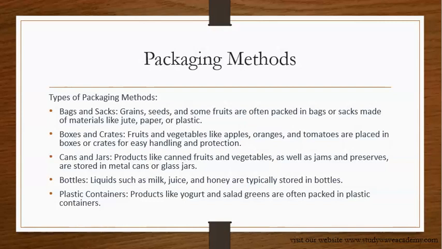Boxes and crates. Fruits and vegetables like apples, oranges, and tomatoes are placed in boxes or crates for easy handling and protection. Cans and jars. Products like canned fruits and vegetables, as well as jams and preserves, are stored in metal cans or glass jars. Bottles. Liquids such as milk, juice, and honey are typically stored in bottles.